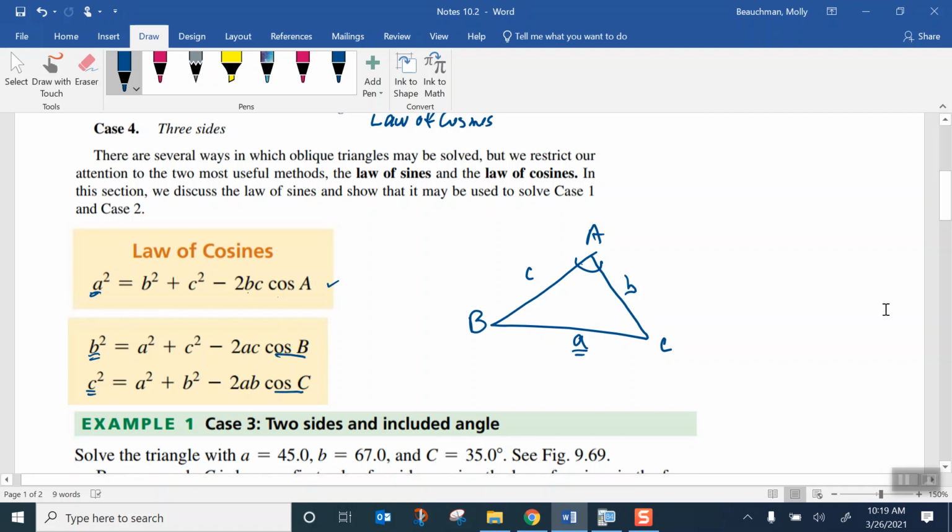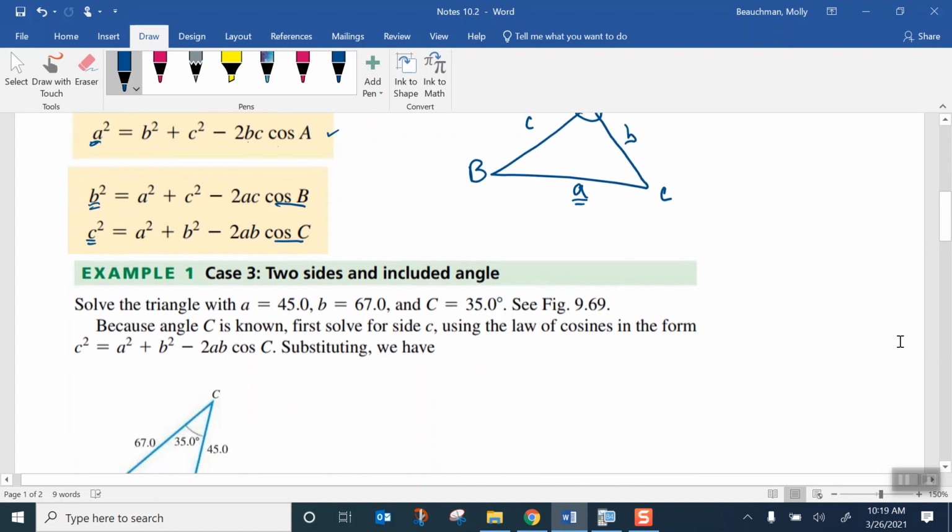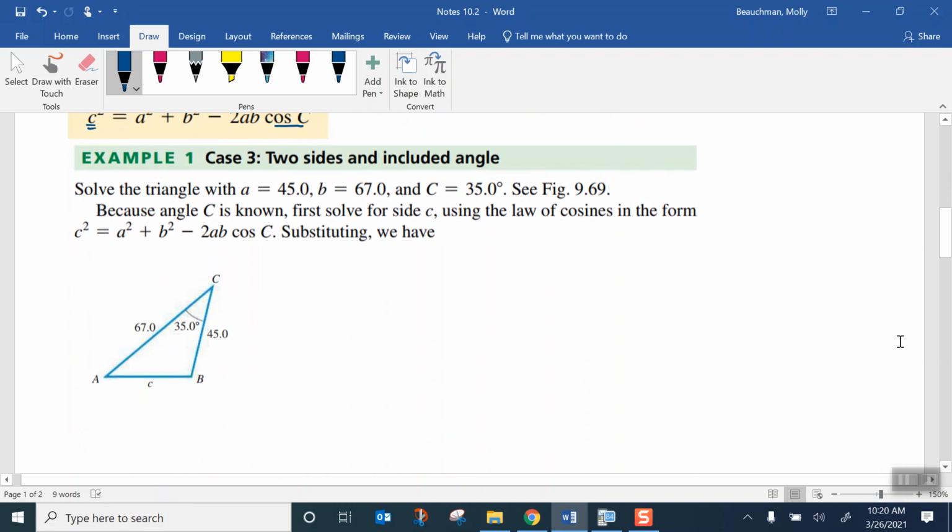So let's take a look at a couple of examples. The first example is the case where we have two sides and the included angle. So if we want to solve the triangle with little side a 45, b 67, and C 35 degrees, draw the picture first, and we've got a diagram. Notice we have two sides and the included angle. So since angle C is known, we can first solve for little side c, the side across from angle C.